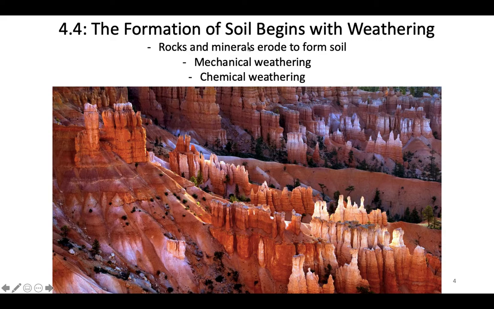So rocks and minerals will erode to form soil. You can have mechanical weathering, which is by physical breaking up, mostly by wind. A lot of this is a mixture of mechanical plus chemical weathering, which is mostly facilitated by water. And water is the vehicle which aids in chemical reactions that happen within the rocks, and we'll talk about that in just a second.